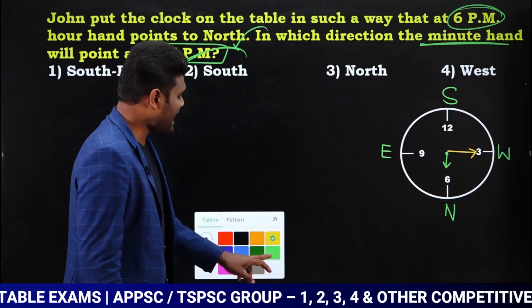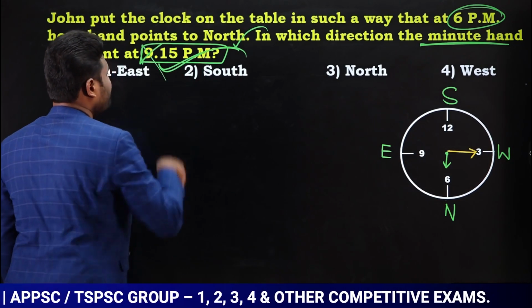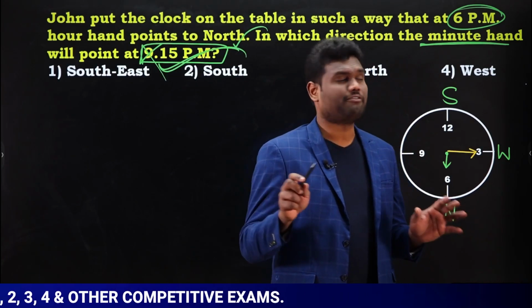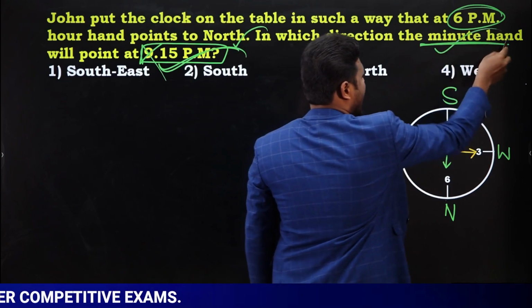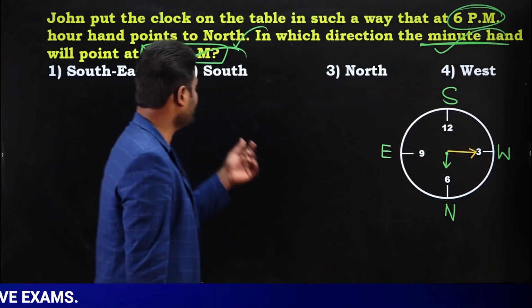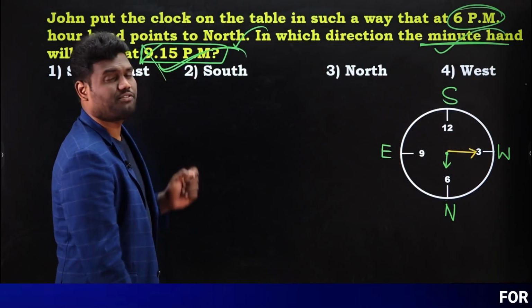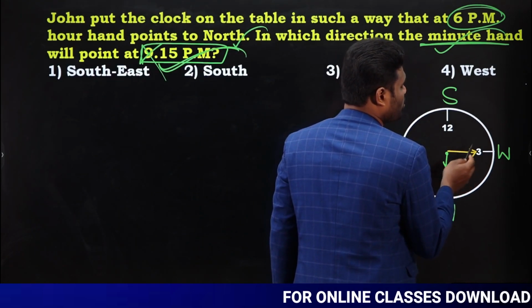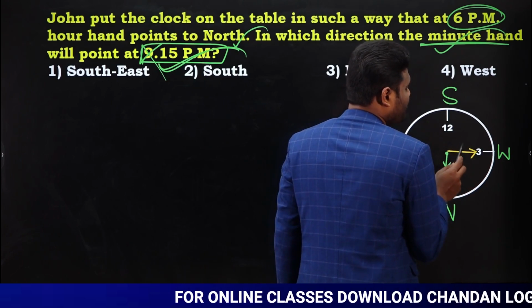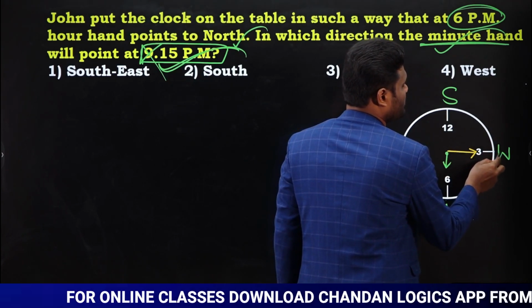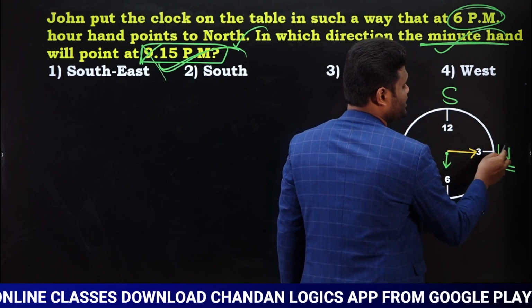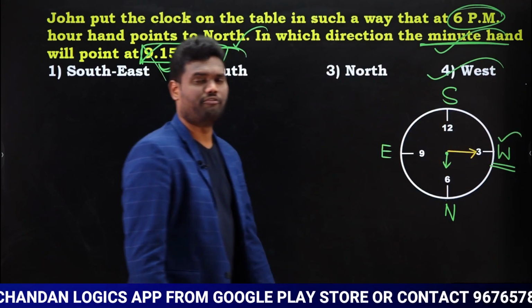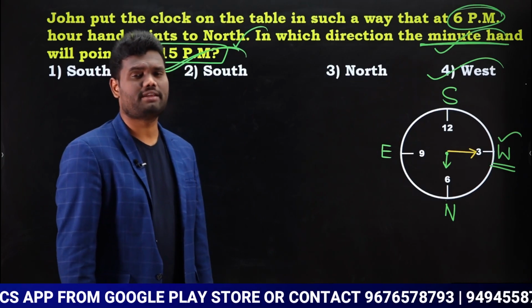Actually here it is said 9:15. Whether it is 9:15 or 5:15 or 3:15 or 7:15, it is not a matter. Our question is about the minute hand, so I need to check the minutes. Minute is 15 minutes. When it is 15 minutes, the minute hand is going to face towards 3. Yes or no? Now our question is, the minute hand is facing towards which direction? The minute hand is facing towards west direction. So we can say the answer for this question is going to be west. Is it clear? Very simple.